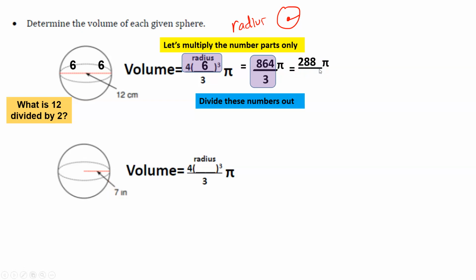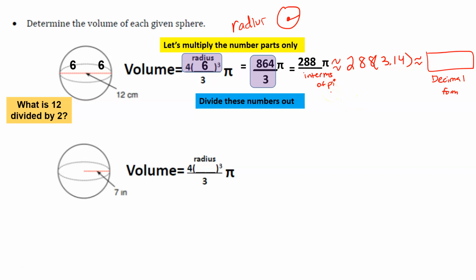Now, one student did ask, what if I wanted to have a number answer for this? So I could do that by multiplying 288 times 3.14. And no, I'm not going to compute this on screen for you, but that's another way you can get, essentially, a decimal number answer. This would be leaving your answer in terms of pi, and this would be leaving it in its decimal or actual number form. Okay, both are okay, by the way.